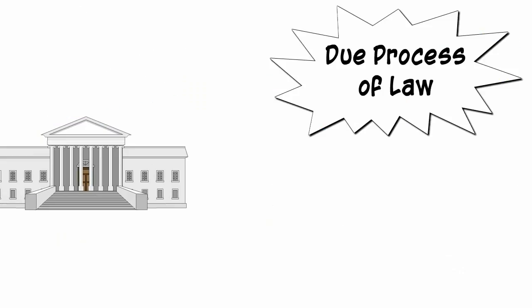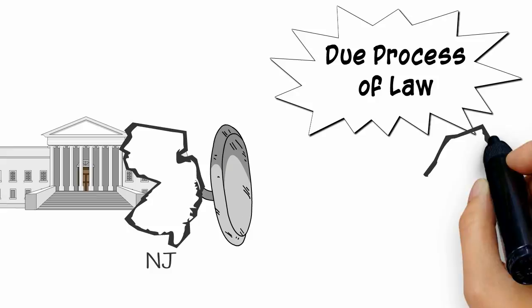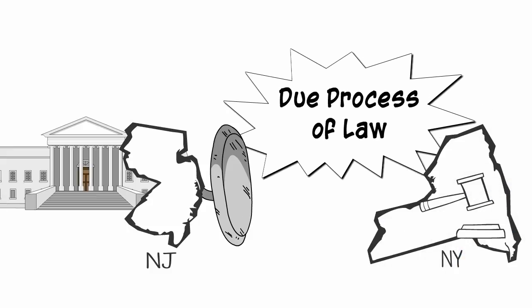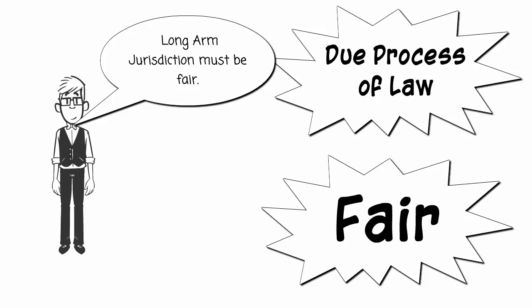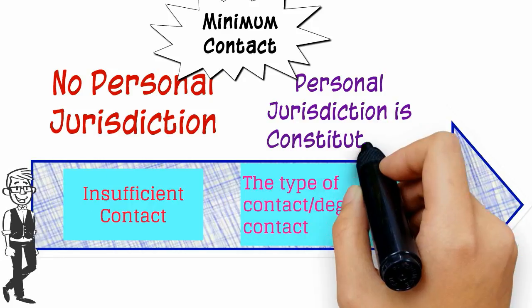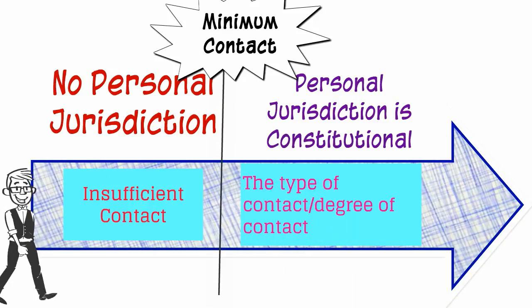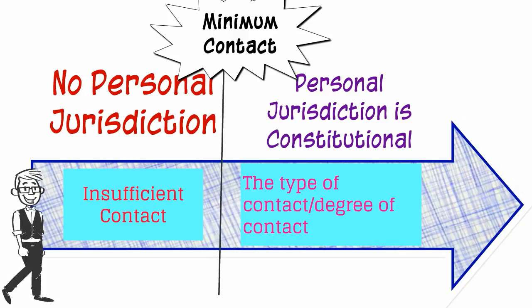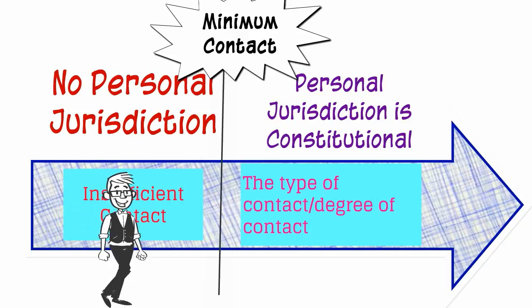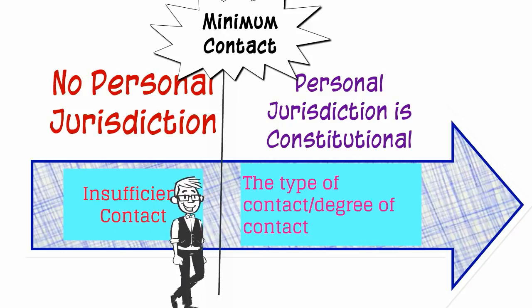According to the United States Supreme Court, the constitutional right to due process of law protects out-of-state defendants in civil lawsuits. The Supreme Court explains that long-arm jurisdiction must be fair, and if there's no contact, personal jurisdiction is unfair. However, when an out-of-state defendant does have contact with the state, the type of contact and the degree of the contact may make long-arm jurisdiction constitutional.